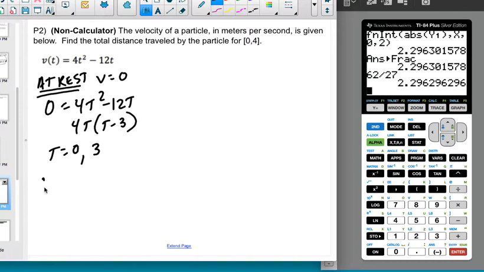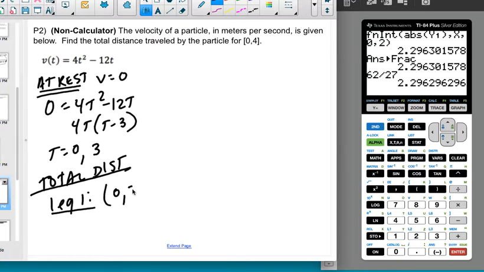So basically, my total distance is going to be, so leg 1 is going to be from 0 to 3.